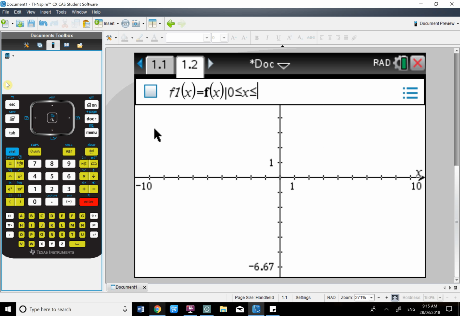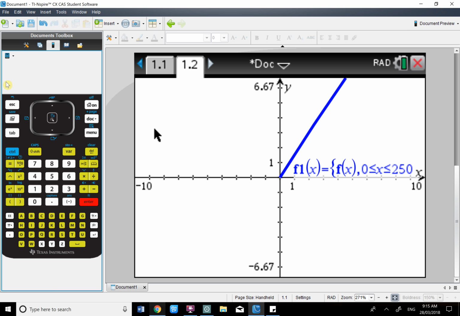If you forget what to do, you can go back to this video and see what I actually click on that part. So you can see what I'm doing. 250, and I can't see the full graph because it's only 10 on the right hand side.